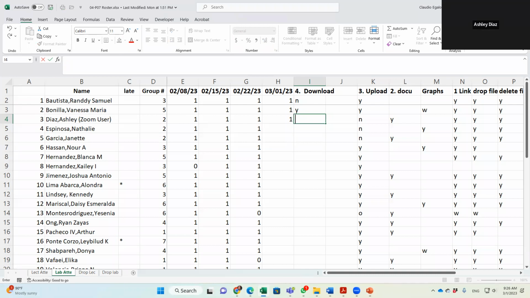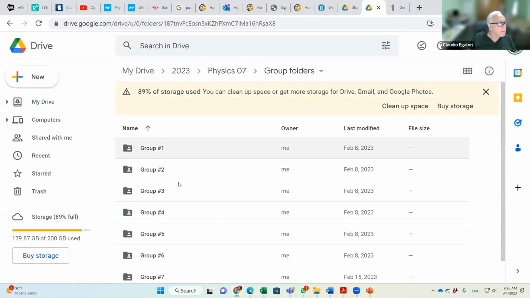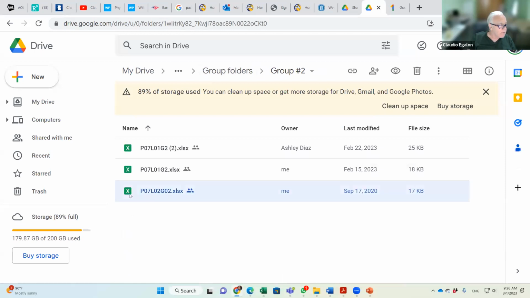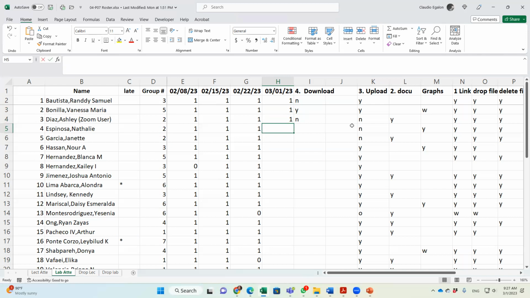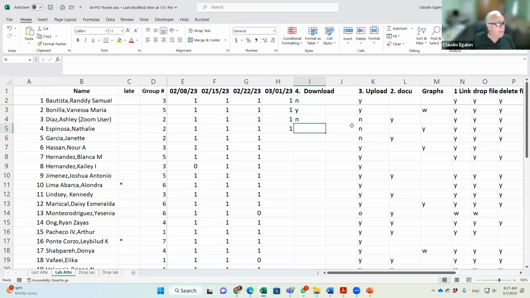Group number 2. Yeah, I see your file there. Okay, Randy doesn't see it, but Vanessa sees it. Vanessa's group number 5. Natalie, are you there? Yes, I'm here. Do you see the file there in your group folder? Yes. Okay, thank you. So share the file with Ashley, if you may, please, since you're in the same group.